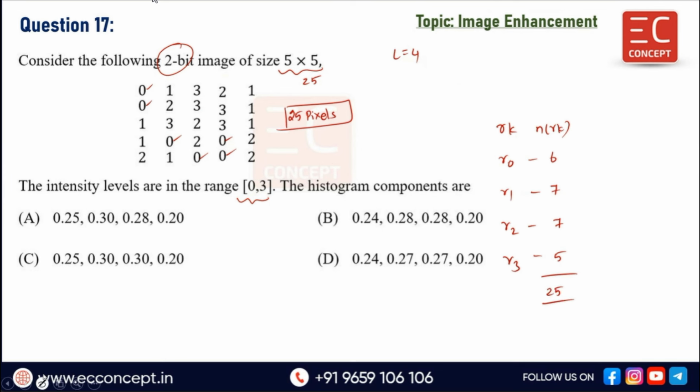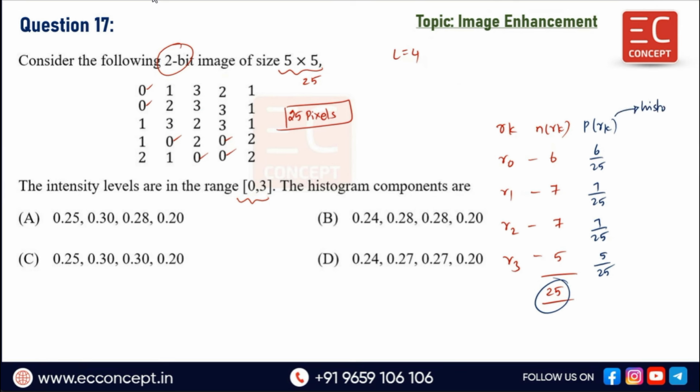ஓகேங்களா. சி இப்போ நம்ம என்ன கால்குலேட் பண்ணுறோம் அப்படின்னா, நெக்ஸ்ட் ப்ராபபிலிட்டி ஆஃப் rk. அவுட் ஆஃப் 25 பிக்சல்ஸ், வாட் ஆர் ஆல் த ப்ராபபிலிட்டிஸ் ஆஃப் திஸ் 0? அப்போ 6/25. ஹியர் 7/25, திஸ் இஸ் 7/25 அண்ட் அகெயின் 5/25. ஸோ ப்ராபபிலிட்டிஸ் கால்குலேட்டிங். திஸ் ப்ராபபிலிட்டியைத்தான் நம்ம ஹிஸ்டோகிராம் காம்போனன்ட் அப்படின்னு சொல்லுவோம்.